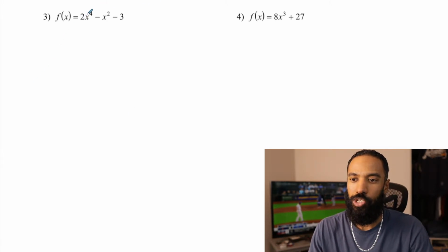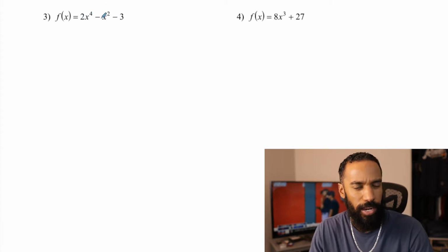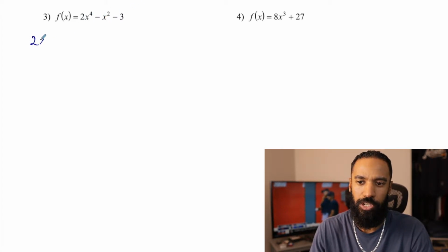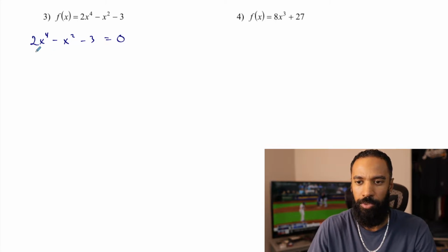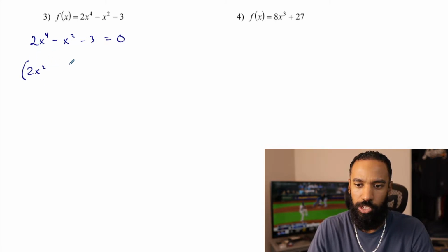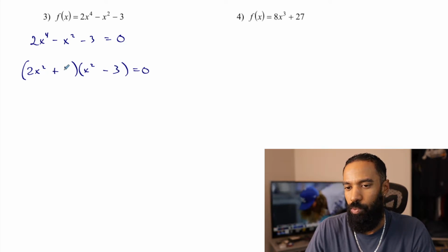Okay, we have 2x to the 4th minus x squared minus 3. Now this appears to be in quadratic form, even though it's not a quadratic equation. So maybe we can try and factor this. I'm hoping, and I believe, it will be factorable. But remember, one factor will have a 2x squared and one will have an x squared, like that.